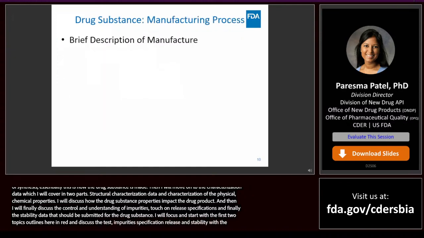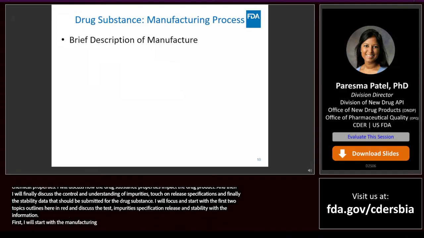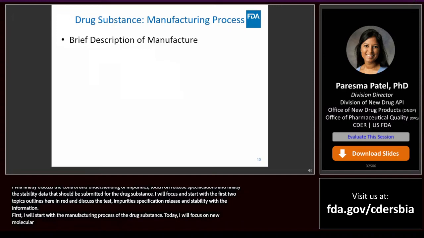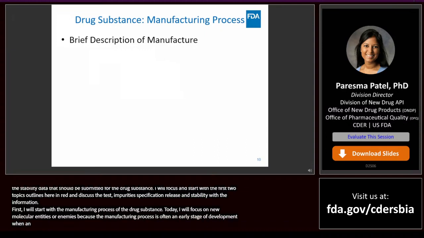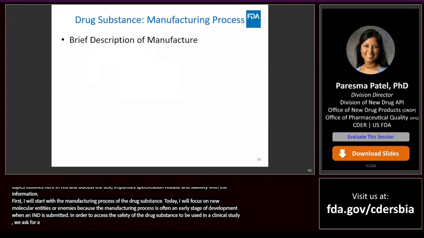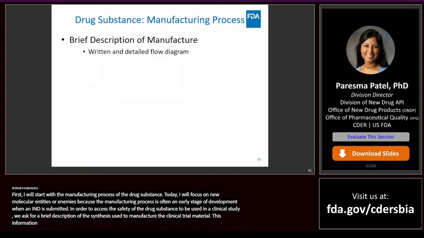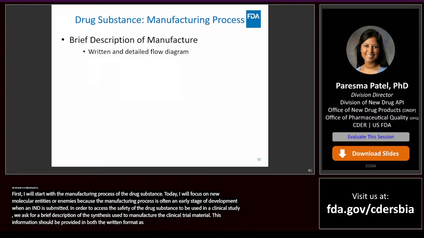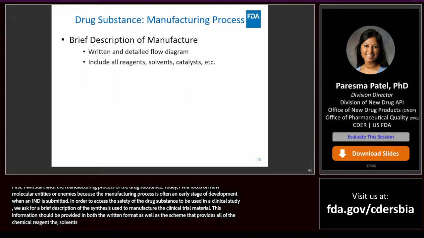First, I'll start with the manufacturing process of the drug substance. Today, I'll focus on new molecular entities, or NMEs, because the manufacturing process for NMEs is often at an early stage of development when an IND is submitted. In order for us to assess the safety of the drug substance to be used in a clinical study, we ask for a brief description of the synthesis used to manufacture the clinical trial material. This information should be provided in both a written format as well as a scheme that provides all of the chemical reagents, solvents, and catalysts used as part of the process.